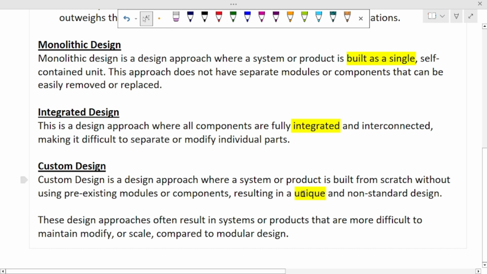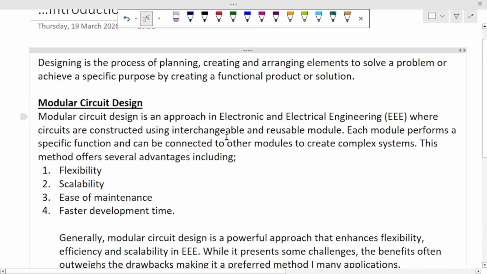Okay, so just bear this in mind: unique and non-standard design. These design approaches often result in systems or products that are more difficult to maintain, modify, or scale compared to modular design. When we say these design approaches, we are talking about what? Custom, integrated, and monolithic. These three approaches often result in what? Systems or products that are more difficult to maintain, modify, or scale compared to what? Modular. So modular is like the boss here.